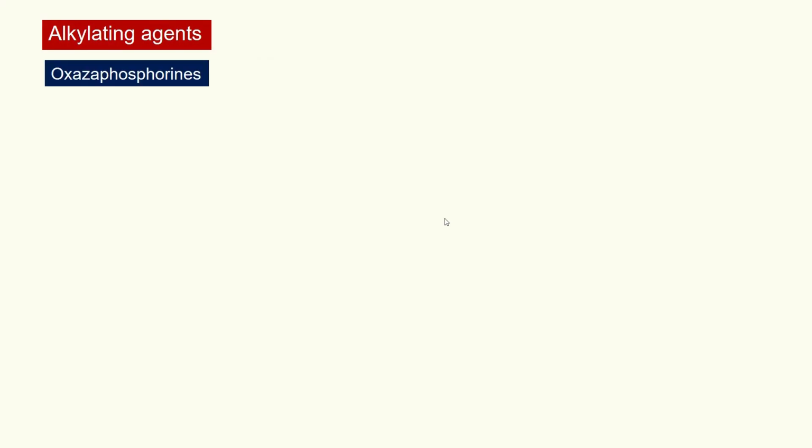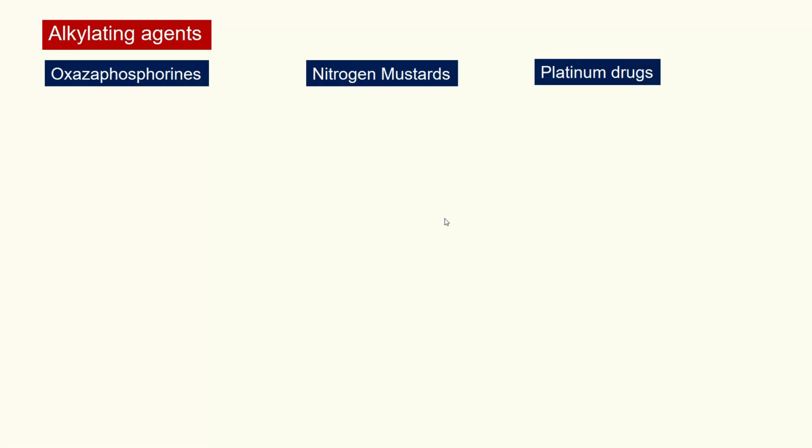The alkylating agents are further divided into phosphorines, nitrogen mustards, and then platinum drugs. Although some references do not include platinum drugs in this category, platinum complexes, instead of alkylating, bind to the DNA and stop further DNA replication.